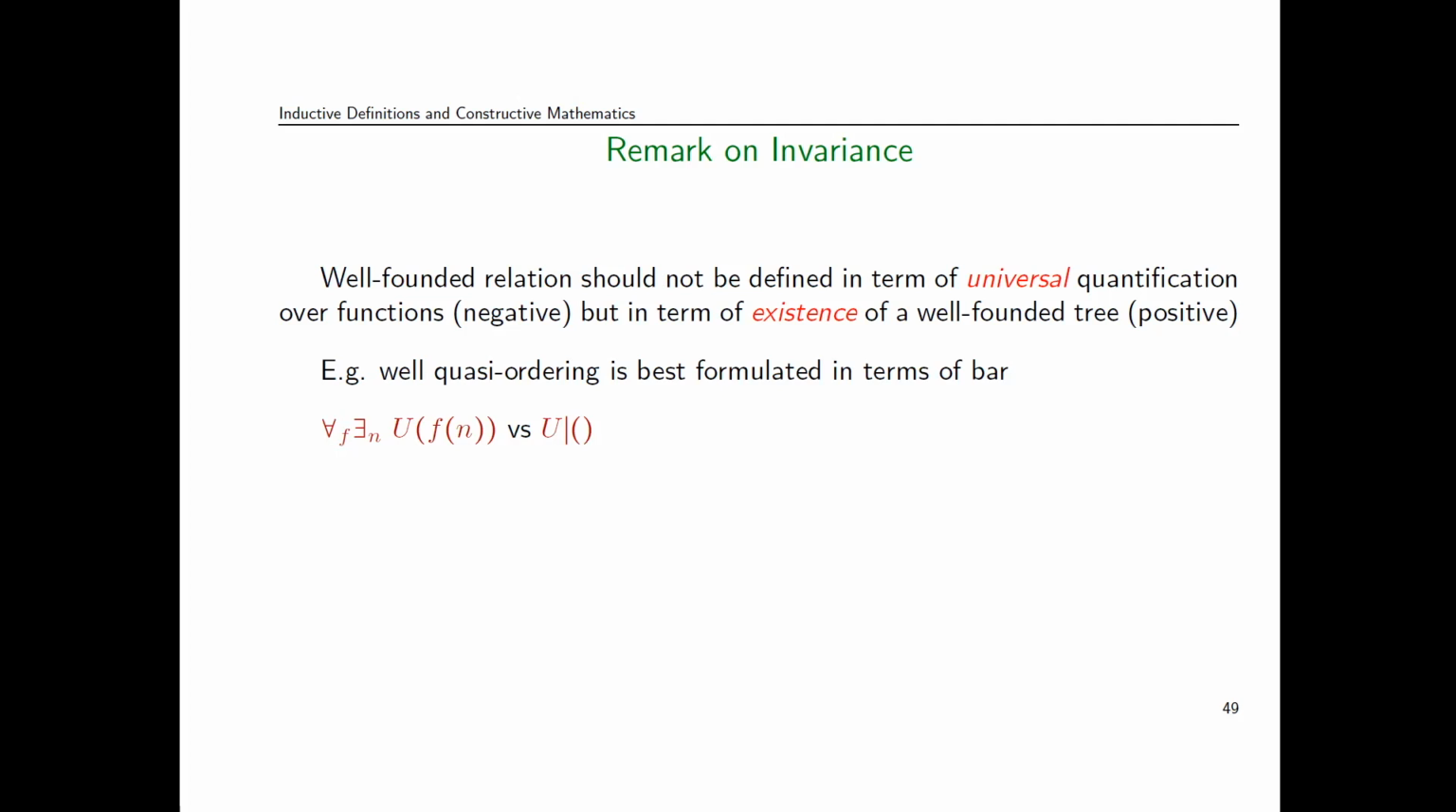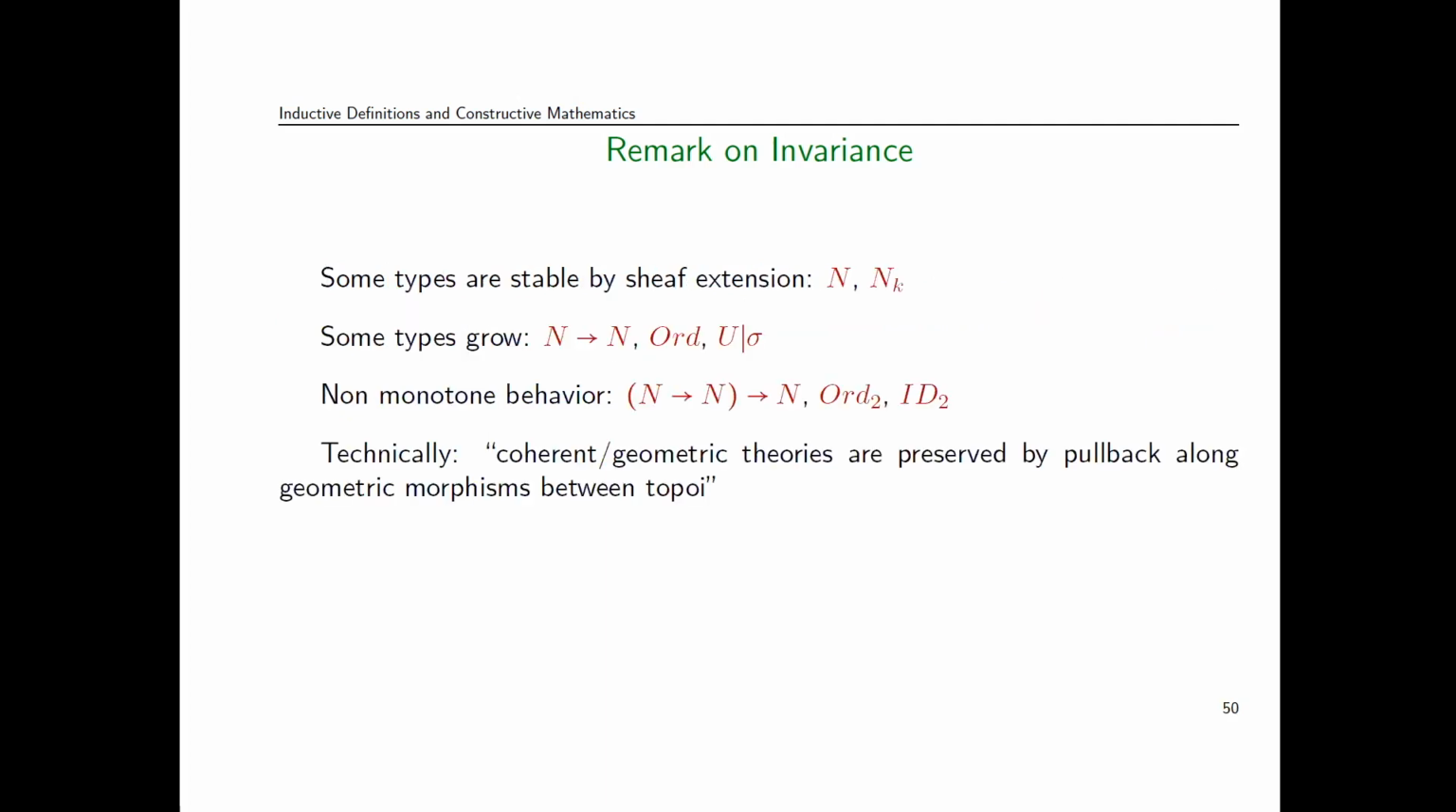because it will not be stable by extension. But the definition with a bar is stable by extension because it's an existential statement on well-founded trees. So if it is valid in the base model, it will be valid in the expanded model. So that's a remark on invariance.